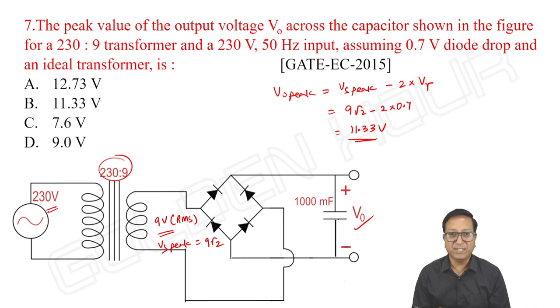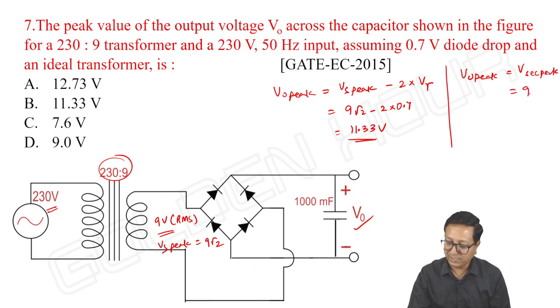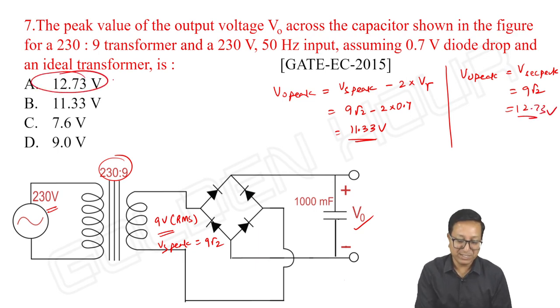That is the answer. Here again the students may think V output peak is equal to V secondary peak. If that is the case, 9√2, how much do you get? 12.73, which is also appearing as one of the answers, but it is absolutely wrong. Your answer should be 11.33. We should be very careful here.